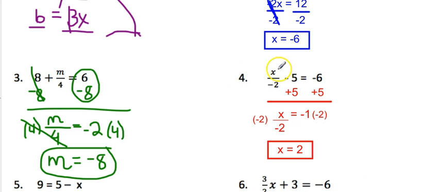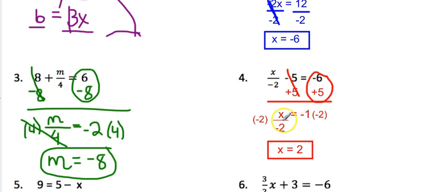So first off, you had to get rid of this negative 5 since it was furthest away from the variable. Opposite of a negative 5 is a positive 5. So I did that to both sides. These will cancel out. When I add these or subtract them because their signs are different, 6 minus 5 is a 1, and there are more negative signs, so I got a negative 1. So I had x over negative 2 equals negative 1.